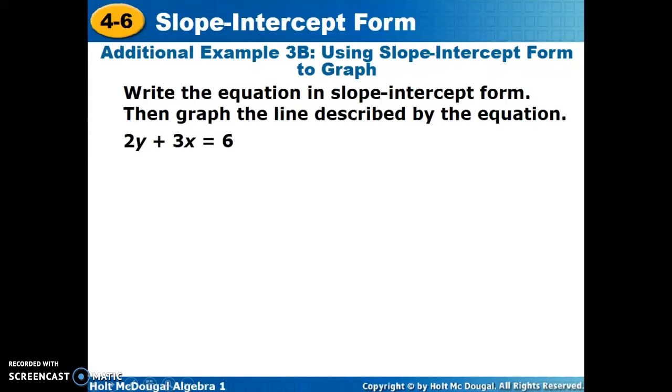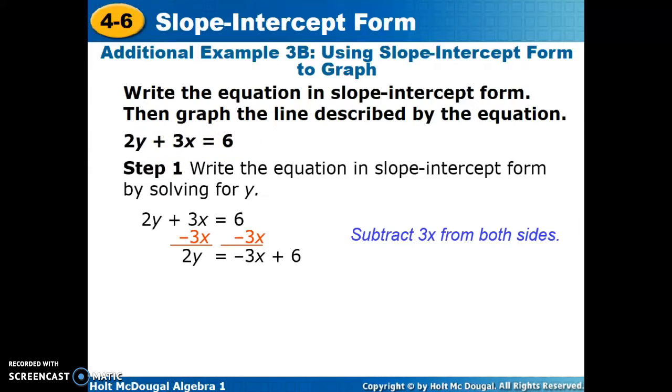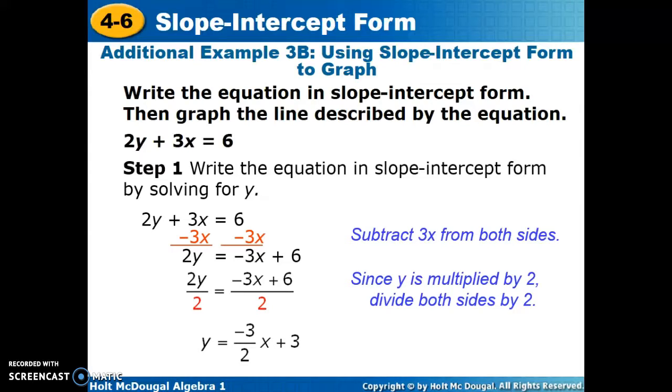In example 3b, it says, let's do this again. It says write the equation first in slope-intercept form. You can see that it's in standard. And then graph the line. Remember, we're solving for y. We have to get y isolated on one side of the equation. So we're going to add or subtract first. We're going to subtract the term 3x. And we're going to divide by 2, yielding our new equation, y equals negative 3/2 x plus 3.